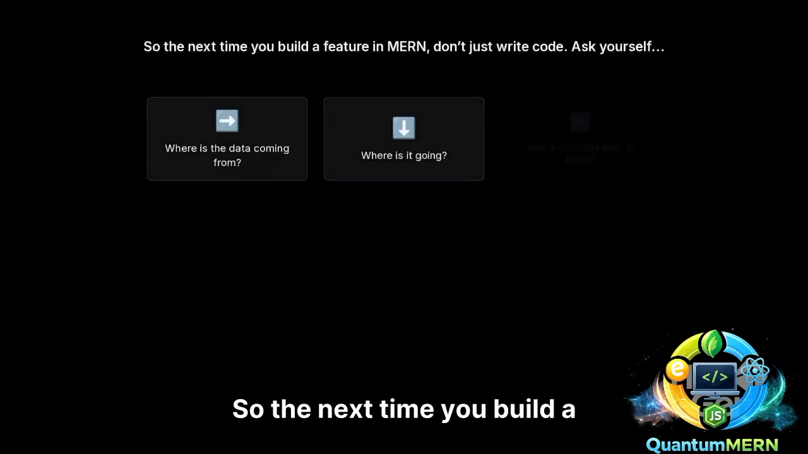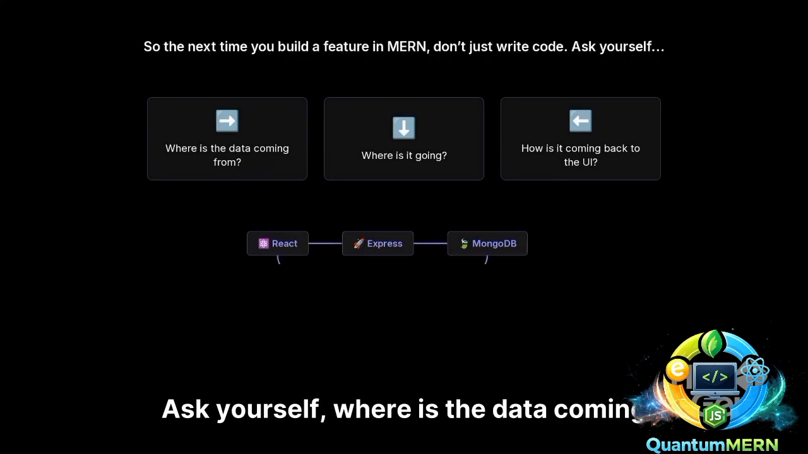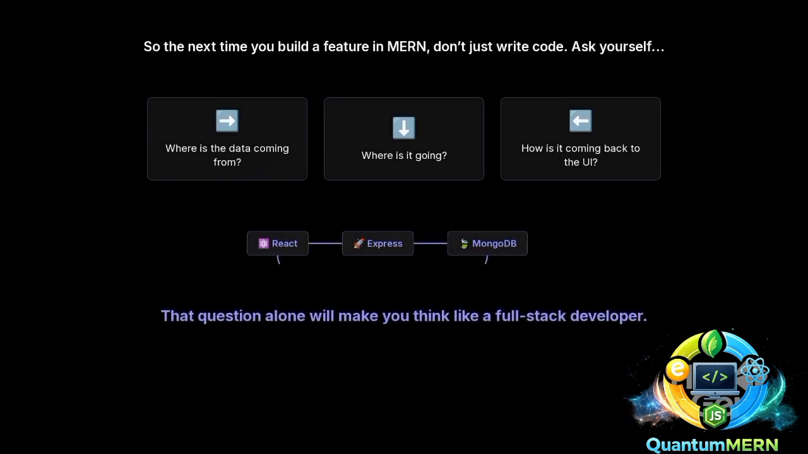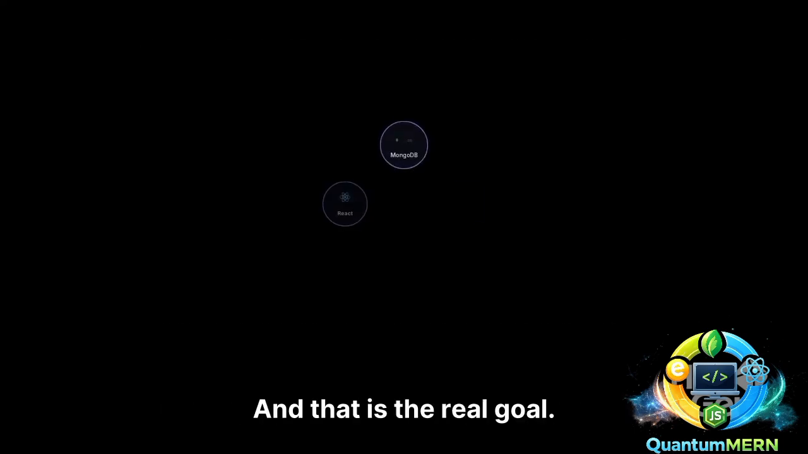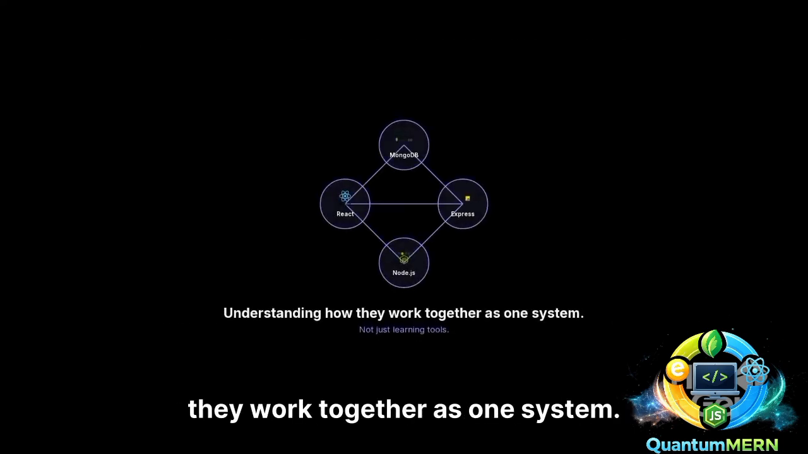So the next time you build a feature in MERN, don't just write code. Ask yourself, where is the data coming from? Where is it going? And how is it coming back to the UI? That question alone will make you think like a full-stack developer. And that is the real goal. Not just learning tools, but understanding how they work together as one.